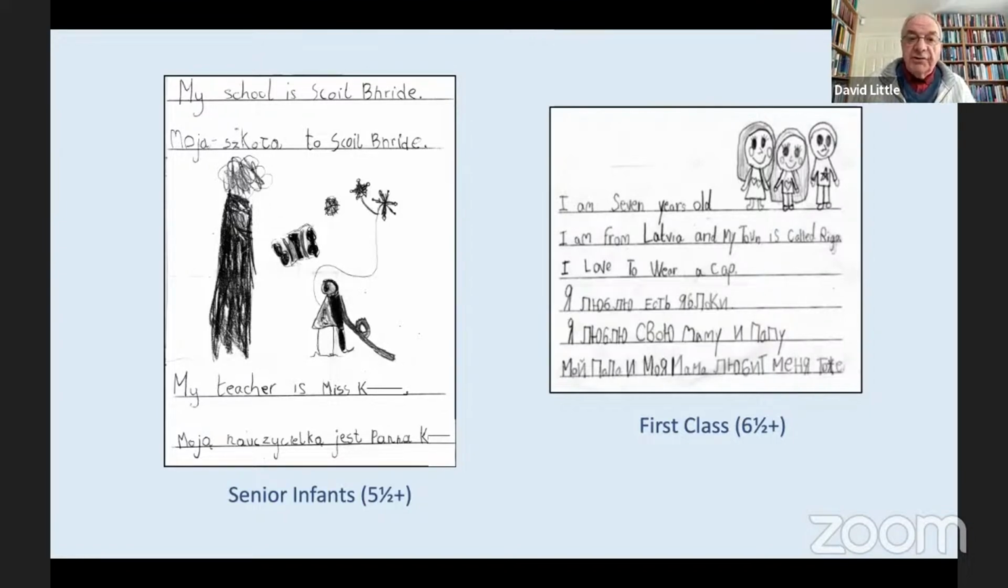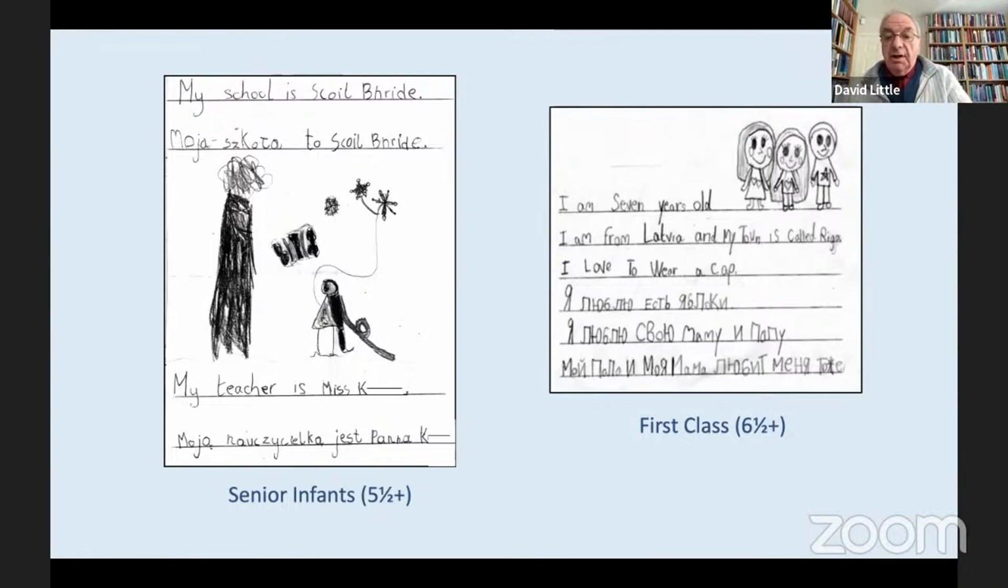And the teacher has then written on the whiteboard, "My school is Skolvrige, my teacher is Miss K." The pupil copied those 2 sentences and then drew a picture of Miss K and of herself flying a kite. She then took the worksheet home, and one of her parents showed her how to write those 2 sentences in the home language, which is Polish.